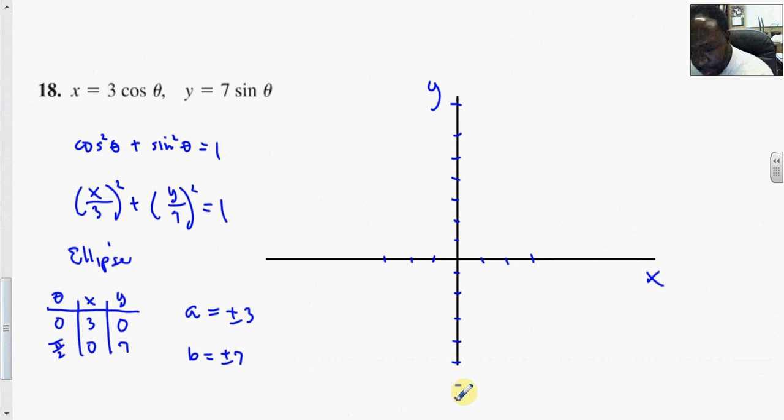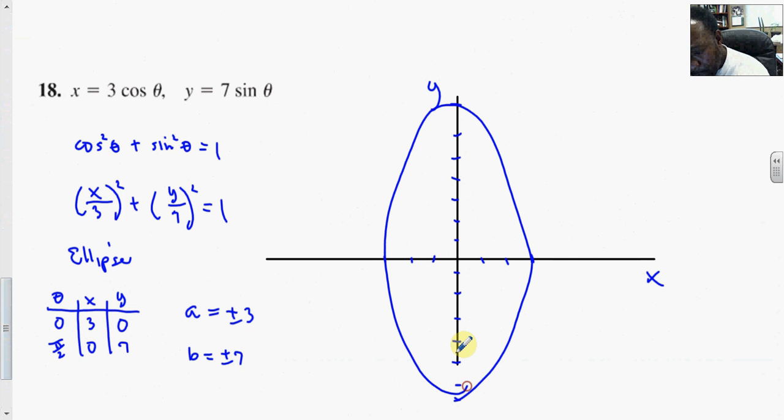All right, so we draw the ellipse. Okay. It's an ellipse, or it's my face. But anyway, x equals 3, y equal to 0 is there, and then x equal to 0, y equal to 7. So as you can tell, we're moving in this direction. So that's the orientation.